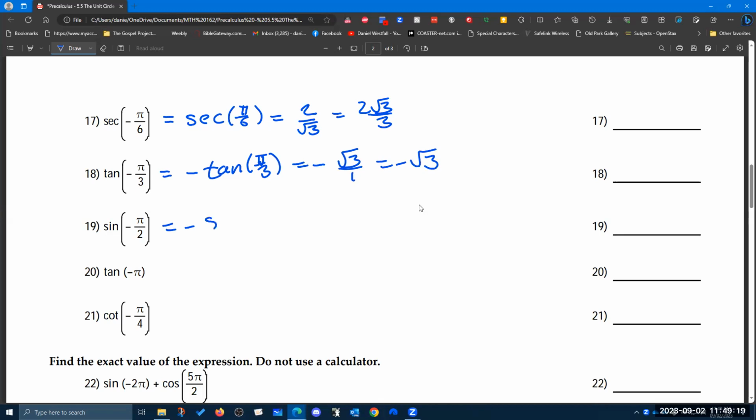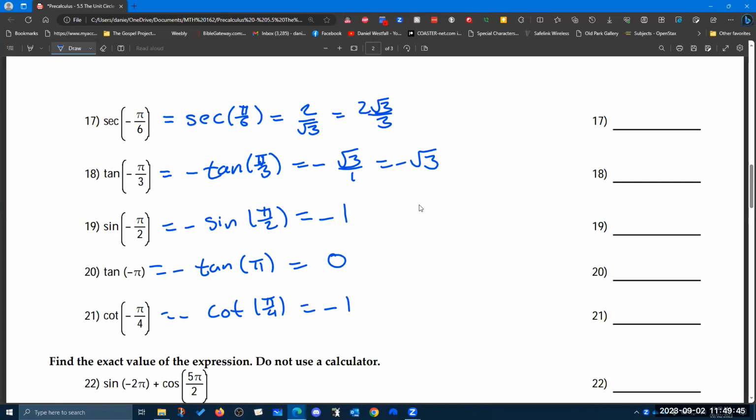This is going to be a negative sine pi/2. Sine of pi/2 is 1, so that's negative 1. This will be a negative tan of pi. Tangent of pi is 0, so that's still 0. And this is going to be a negative cotangent of pi/4, which is a negative 1.